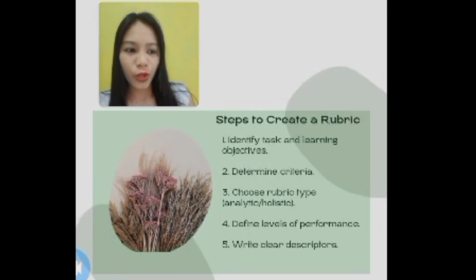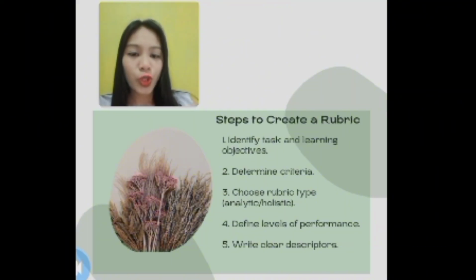So this is the continuation of the report of my group mates, Miss Facistol and Mr. Reyes. We come now to the steps to create a rubric. Number 1, identify task and learning objectives. Clearly define the assignment or performance task and specific goals students should achieve. Number 2, determine criteria. Decide what aspects of the work will be assessed, such as organization, content, accuracy, and creativity.